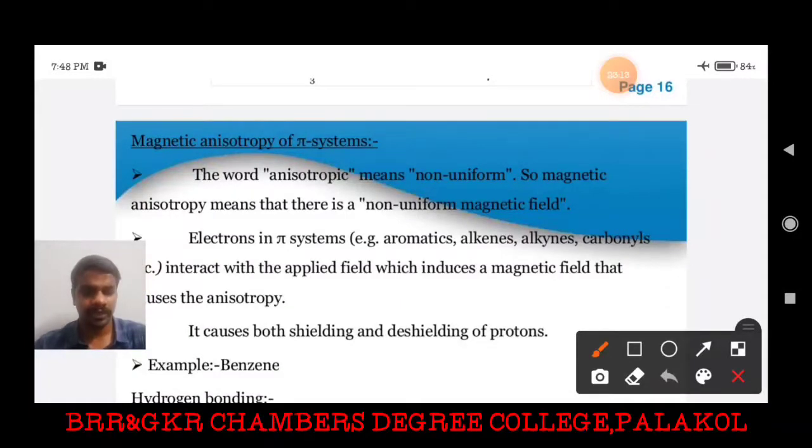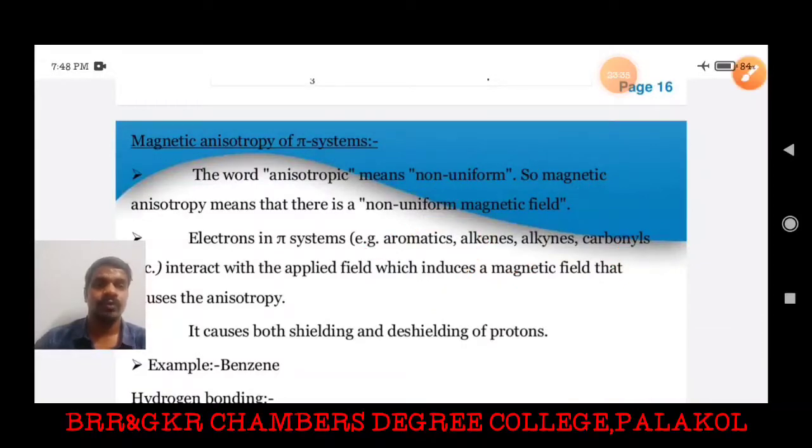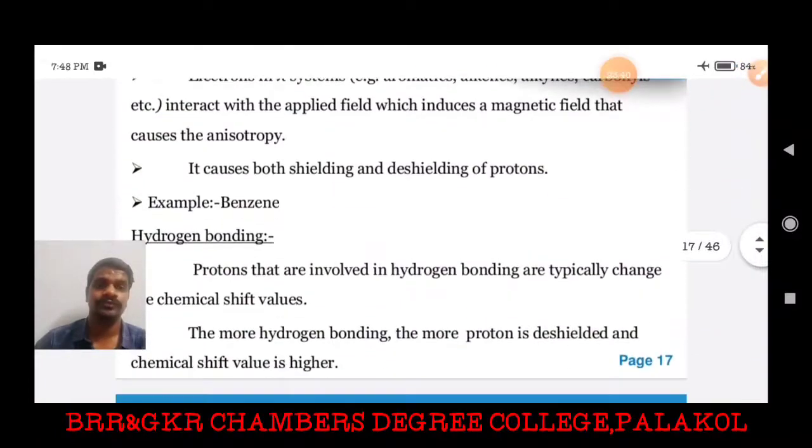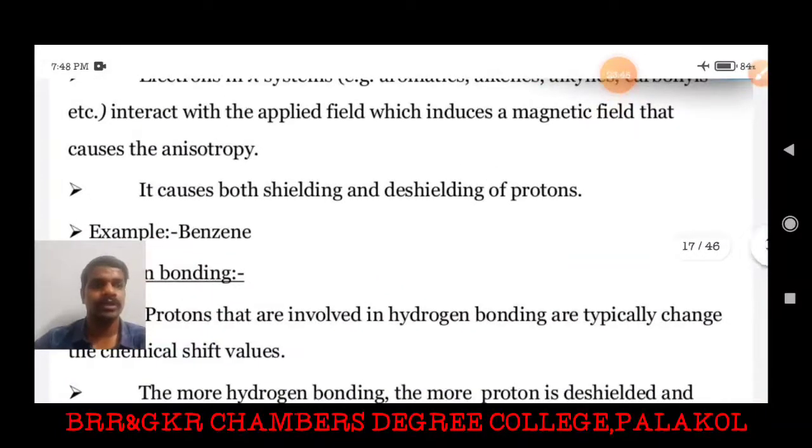So compounds having pi electron systems, aromatic compounds, alkenes, alkynes or carbonyl compounds, exhibit this anisotropic effect. Otherwise we cannot observe the anisotropic effect. It is only observed in pi containing systems. It causes shielding of one proton and de-shielding of another proton. It causes both shielding and de-shielding of the protons. For example, benzene. So let us discuss in detail this anisotropic effect on the whiteboard.